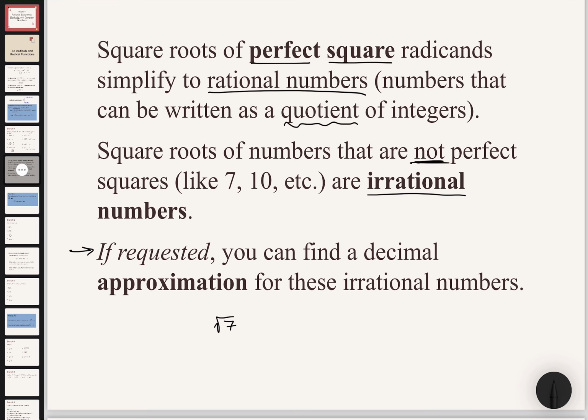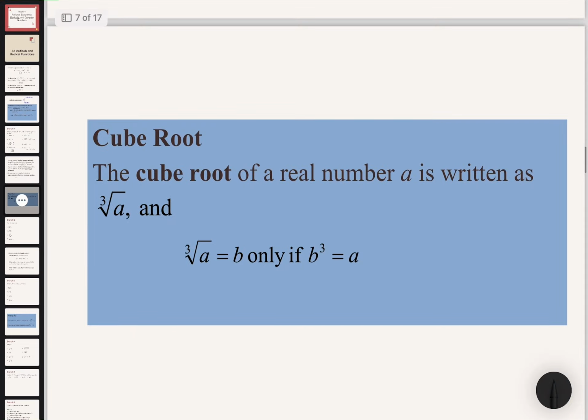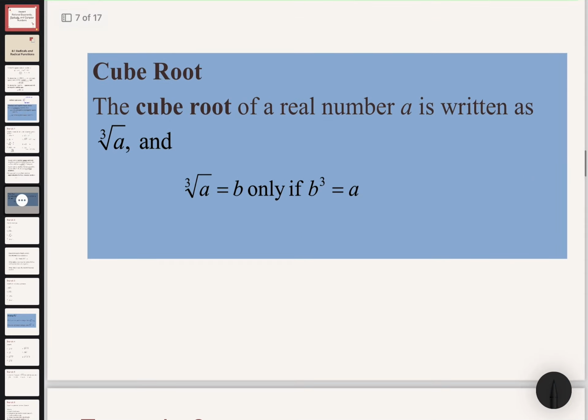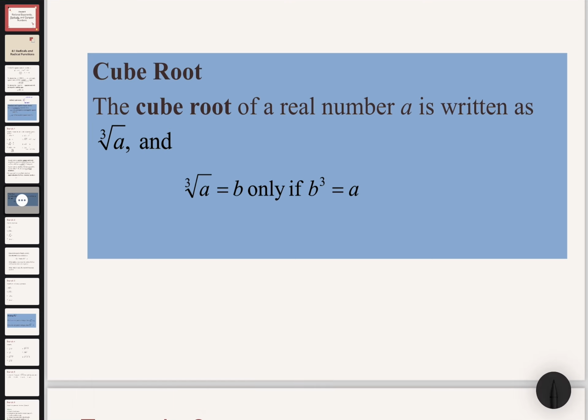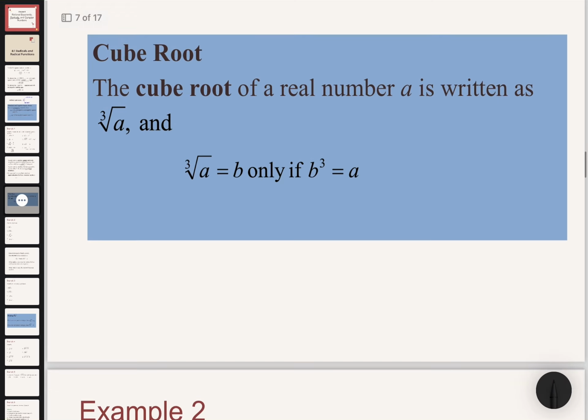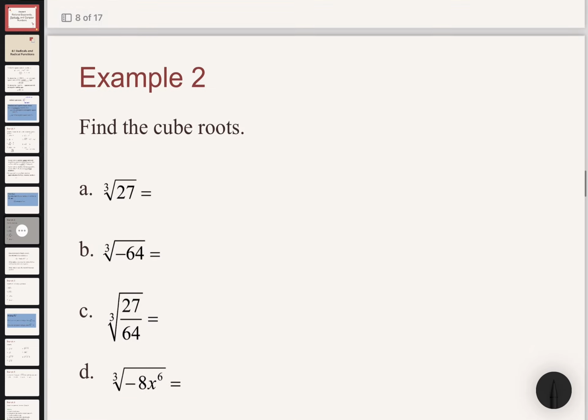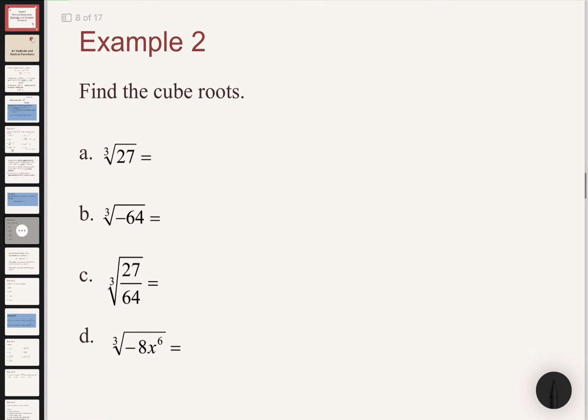Okay, what about cube roots? We've heard about square roots. Let's get into cube roots. The cube root of a real number is written with a little 3 outside. If you don't see any number, we're assuming it's a little secret 2 out there. It's asking for the square root. Anything greater than 2, you should see the number on the radical sign. So the cube root of a equals b if and only if b to the 3rd power equals a. So let's try some examples of that one.